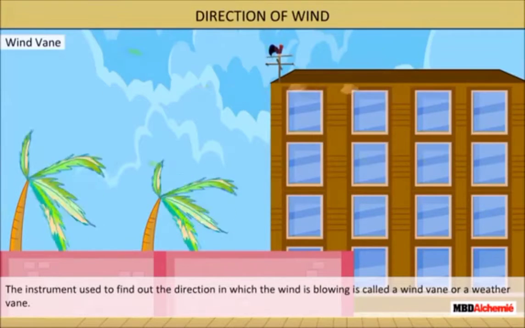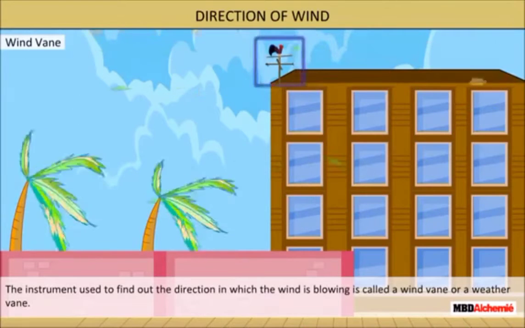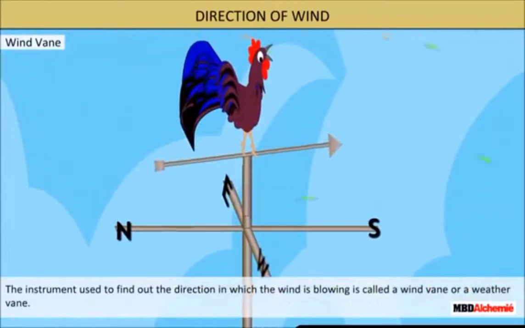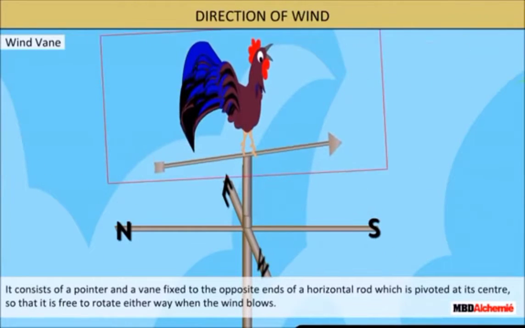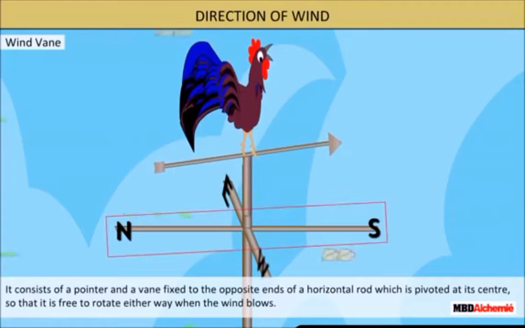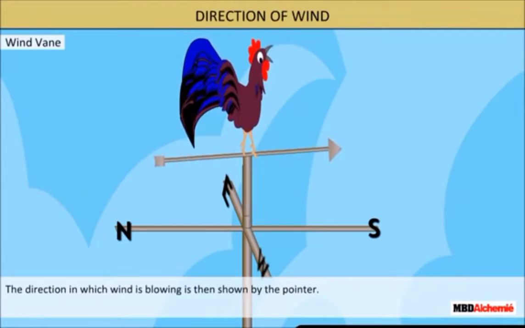The instrument used to find out the direction in which the wind is blowing is called a wind vane or weather vane. It consists of a pointer and a vane fixed to the opposite ends of a horizontal rod which is pivoted at its center so that it is free to rotate either way when the wind blows. Wind turns the vane towards the side from which it is blowing. The direction in which wind is blowing is then given by the pointer.